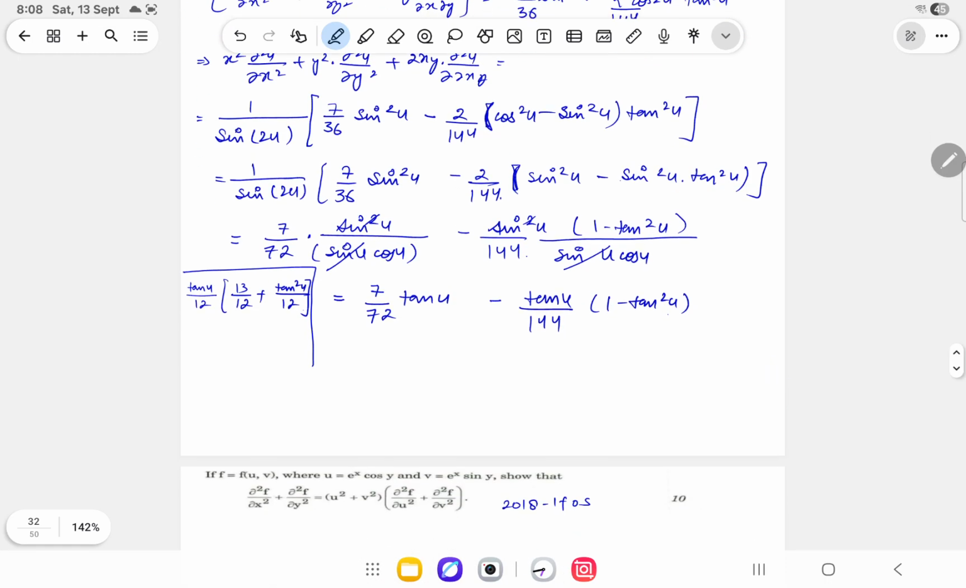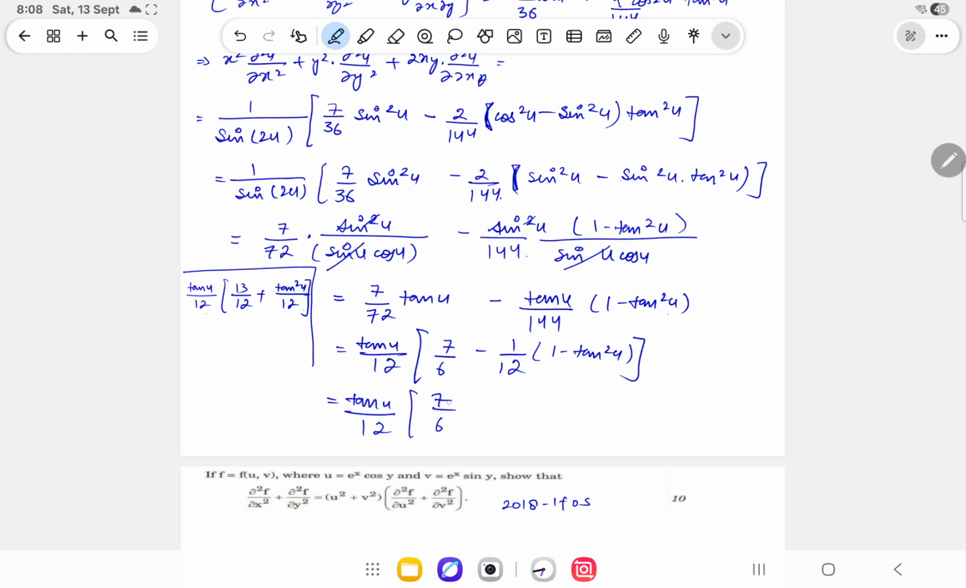So we need tan u by 12, so what we can do is we can take tan u by 12 common, so we'll be left with 7 by 6 minus 1 by 12 into 1 minus tan square u. So this thing will be equals to tan u by 12 into 7 by 6 minus 1 by 12 plus tan square u by 12, and this is equals to tan u by 12, so this is 14 by 12. So 14 by 12 minus 1 by 12 is 13 by 12 plus tan square u by 12, and this is what we are supposed to prove.